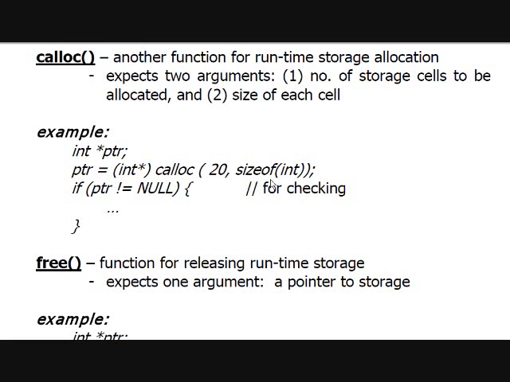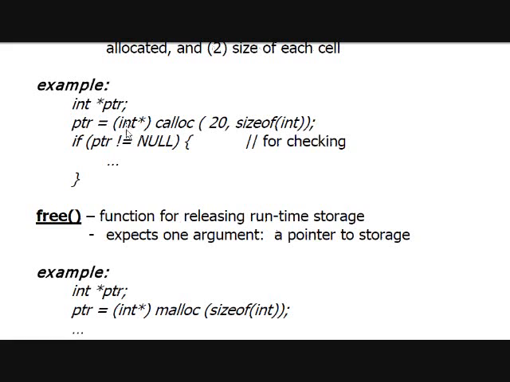Now, if you're finished using the memory allocation, you need to return it so that you can avoid having a memory shortage, and so that you can reuse the same memory space as before. So we need to use the function free, which is the function for releasing runtime storage, which will return the previously allocated memory to your heap. So free expects only one argument, and that is the pointer that is currently pointing to the storage allocated from the heap.